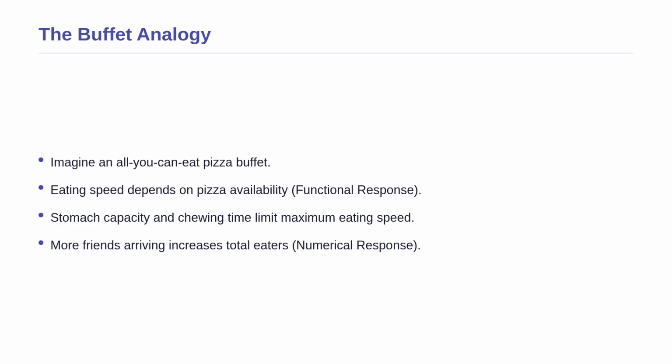In ecology, this change in an individual's eating speed based on food availability is called a functional response. Now, imagine your friends hear about the buffet and rush over to join you. This increase in the actual number of eaters is called a numerical response.